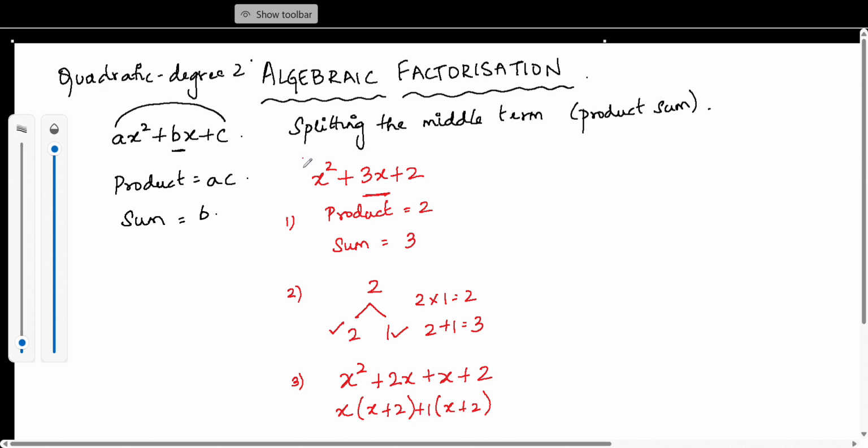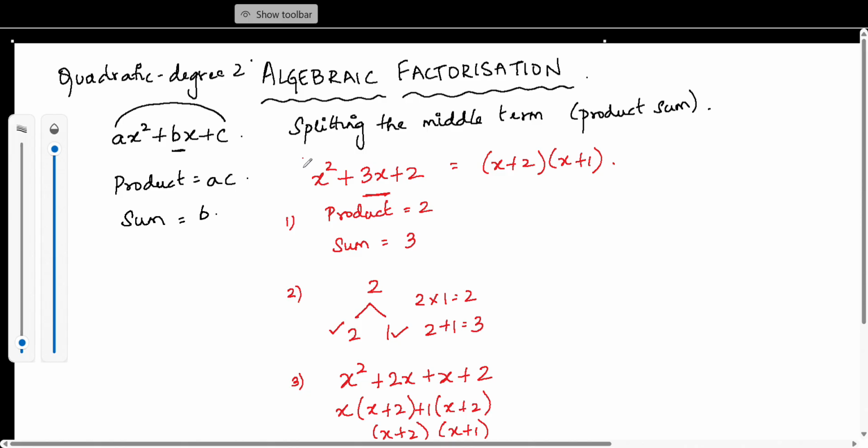Only a plus 1. Now you see that x plus 2 is common in the first as well as second term. Taking out x plus 2 common, what is in the bracket becomes one factor. What is outside the bracket becomes the other factor. So this can be given as x plus 2 into x plus 1.